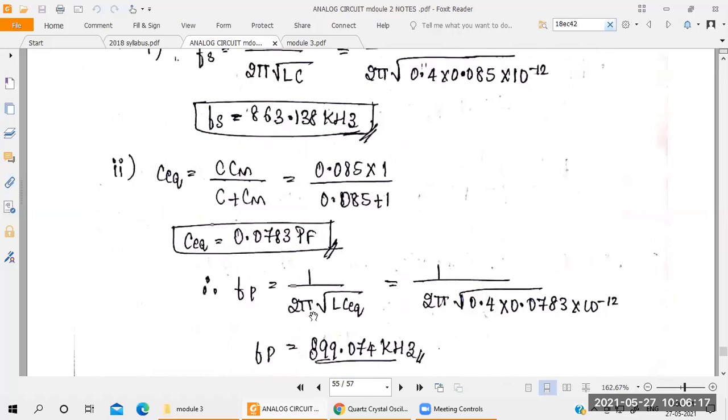Same thing you do for parallel resonant frequency. What is the formula here? Fp is 1 divided by 2 pi square root of L C equivalent. For parallel, you have to include the capacitance here, CS and CM, that is CP. C equivalent means what here? CS into CP divided by CS plus CP. This is the C equivalent. That is, C into CM divided by C plus CM, where CM is CP and C is CS. These are the equivalent form. That's why you take this formula.